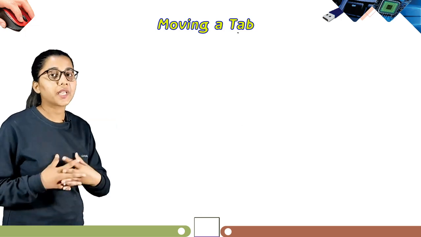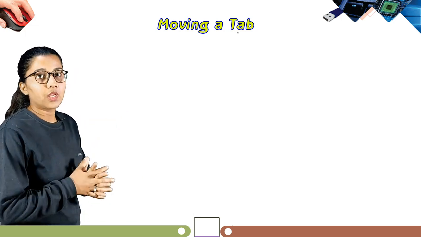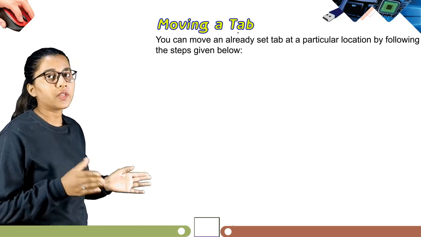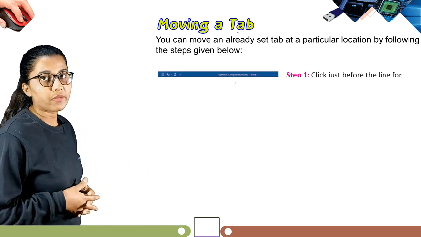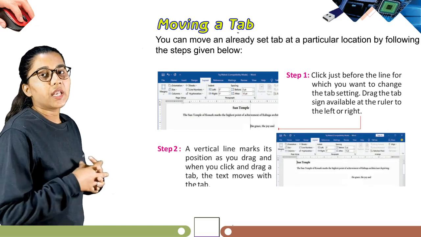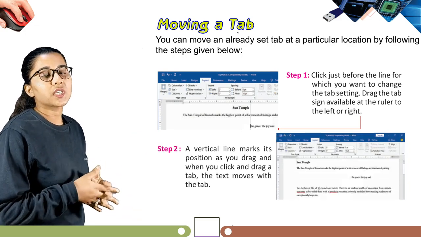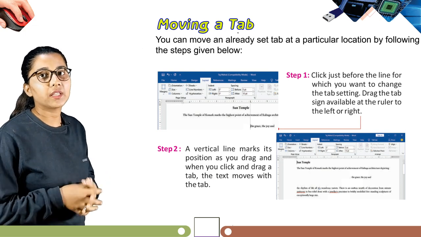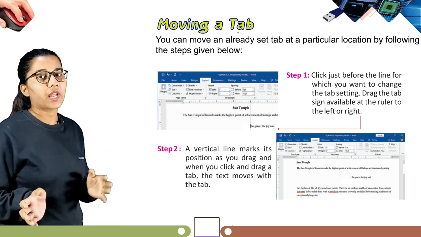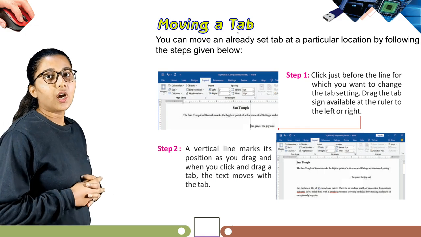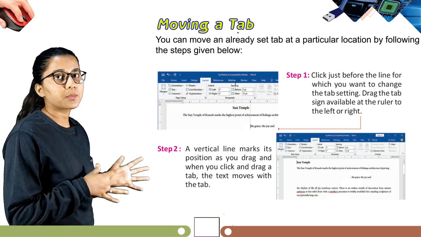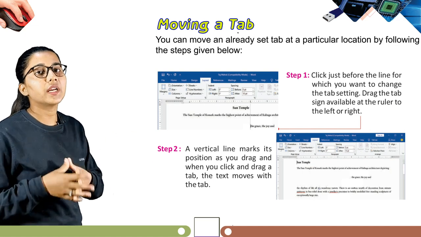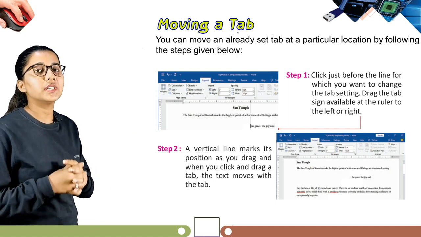How will you move a tab? Let's learn about it. You can move an already set tab following the steps given below. So step 1 is click just before the line for which you want to change the tab setting. Drag the tab sign available at the ruler to the left or right. Now step 2 is a vertical line marks its position as you drag, and when you click and drag a tab, the text moves with the tab.